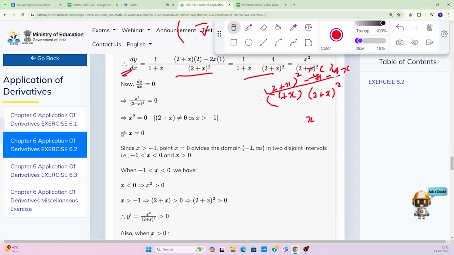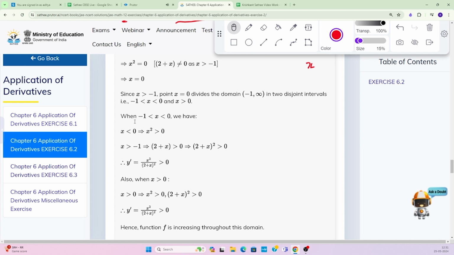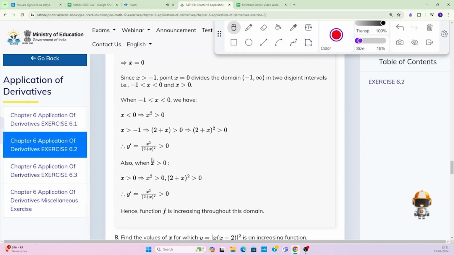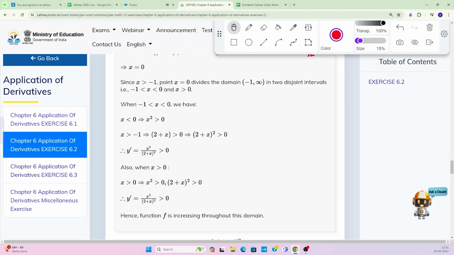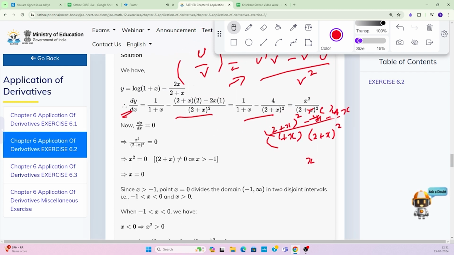So what can you say? Whenever x is greater than minus 1, and what is our domain? Obviously we are talking about this domain also. So this means x is greater than minus 1. So far so good. If x is greater than minus 1, this means f prime will be positive. This means what? My f is increasing throughout its domain. Clear? So I hope that it is clear to you.